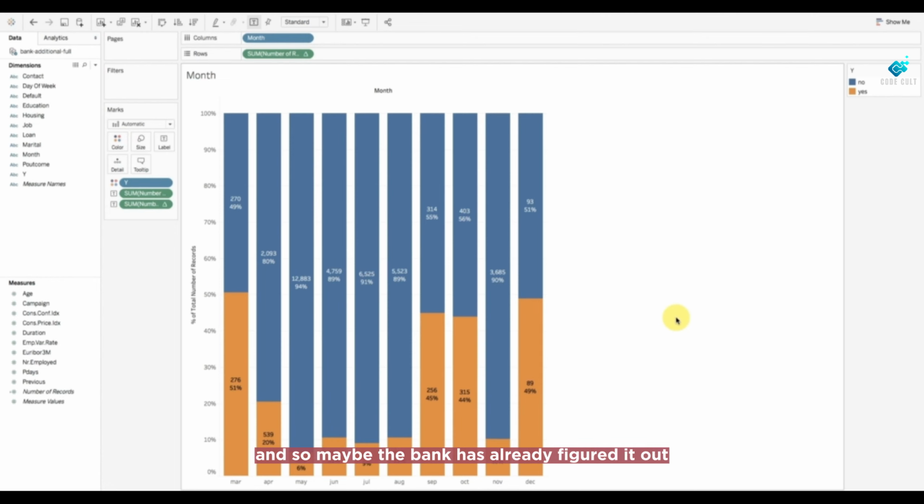And so maybe the bank has already figured out that January, February are really not the best months to contact people. And as you can see, maybe they've also thought the same about December, and that's why they didn't do a lot of contacts. So that could be the reason why January, February are not in here. And now let's have a look at the other months. What did you discover here about the other months?